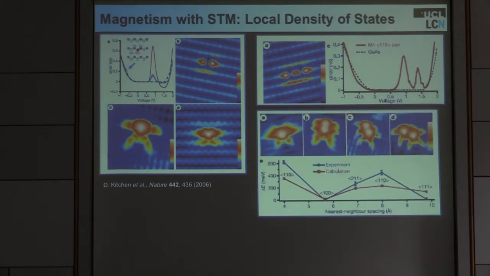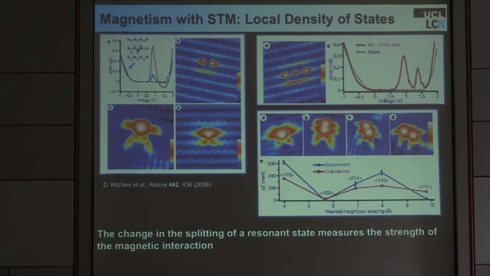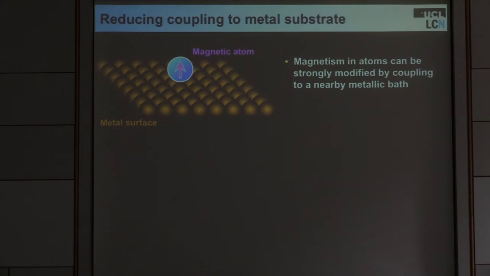So what they did is they built a whole bunch of different dimers along different crystallographic directions and with different separations. And then they were able to use fairly general tight binding models to pull out the spin interaction. You can see the red is the calculation, the blue is the experiment, and they qualitatively agree. So essentially, by measuring the size of the splitting in the density of states, in this case, they were able to extract something about the magnetic interaction that was going on in this system. So this is one way to study these kinds of systems.